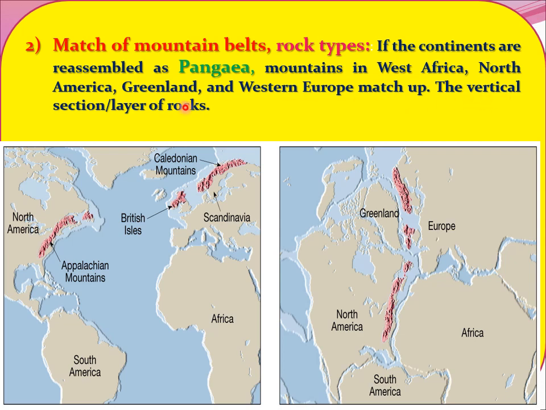This is a vertical section layer of the rock, which shows that the rocks match one another. This is the second evidence he presented: the match of mountain belts and rock types.